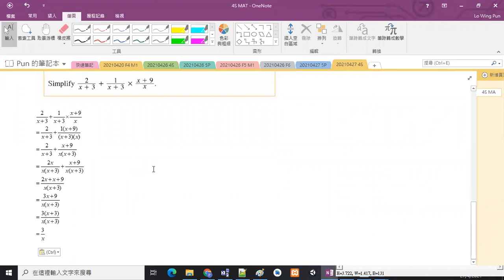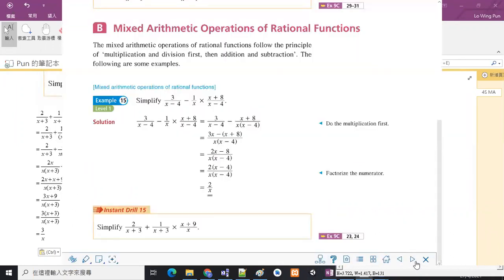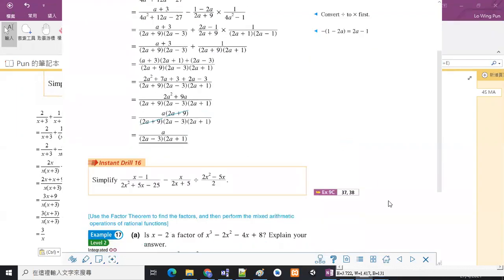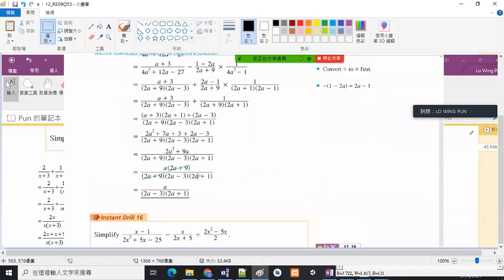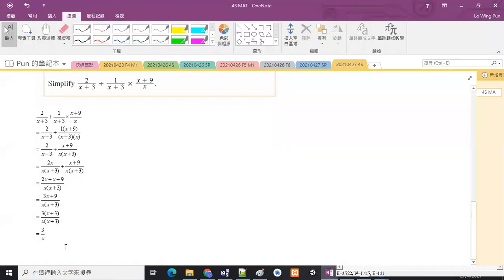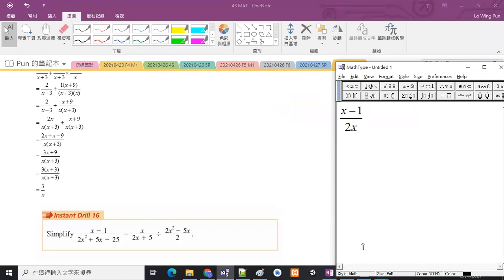Instant drill number 16, 我已經放棄咗講嘅 example 㗎啦,OK 得唔得?因為實在係冇乜,即係冇特別嘅技巧,齋做,OK, 然之後齋操熟呢啲咁嘅計算,之後要鬥小心咁解嘅啫。Instant drill number 16。好,睇下咯喎,記住先乘除後加減啊。x minus 1 over 2x squared plus 5x minus 25, and then minus x over 2x plus 5, and then divided by 2x squared minus 5x over 2. Okay, and we need to do the factorization on each part first.